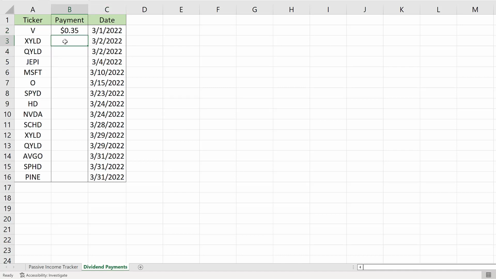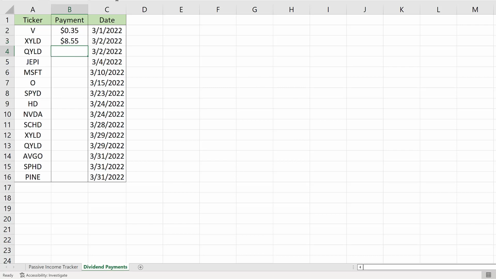Then we have XYLD, which is a very big monthly income ETF, very high yield, one of my favorite high yield ETFs in my personal opinion. And this month they actually paid me twice. You'll see right here, they paid me on the 2nd of March, and they also paid me on the 29th of March, but they paid me $8.55 for the first time, which is a pretty big number. Doing the math off the top of my head, that puts us at $8.90 right now. So just two payments by the first 2 days of March.